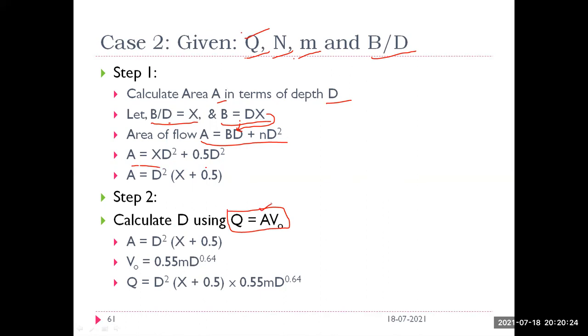So you will have the area in terms of D here, and for velocity, you know the equation, the critical velocity, Kennedy's equation, that is 0.55 m D to the power 0.64, where m will be given. So you substitute m also, and substitute both area and velocity in the continuity equation. Substitute the Q value also, so you will get the depth from step number 2.